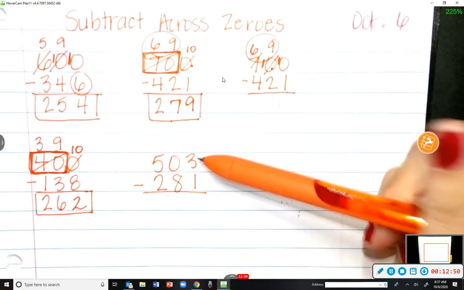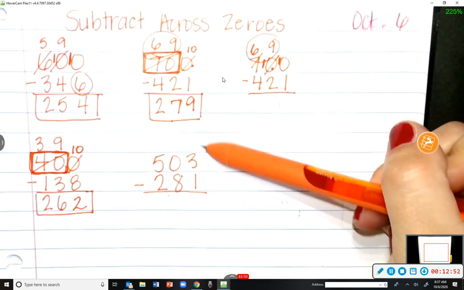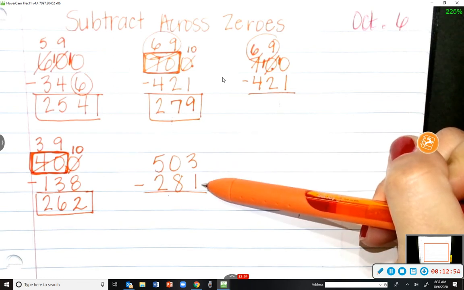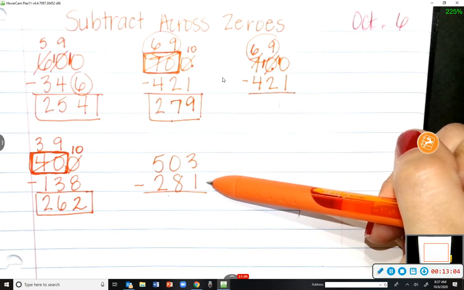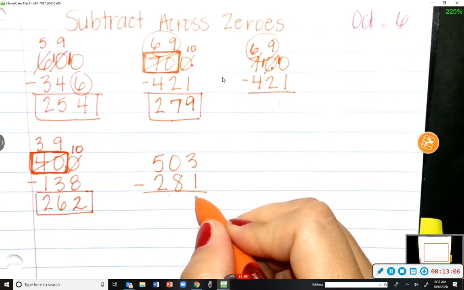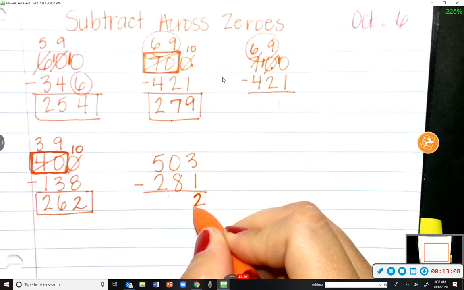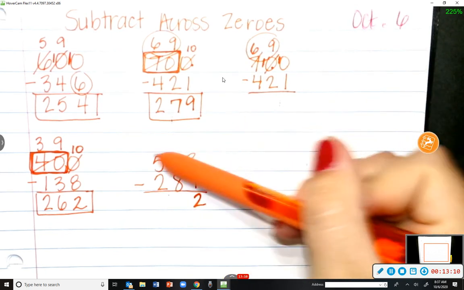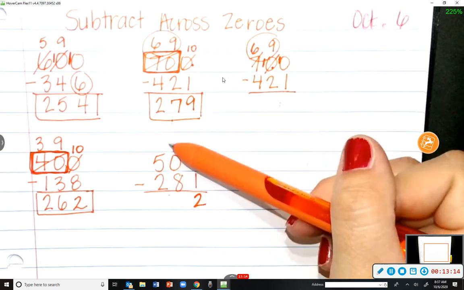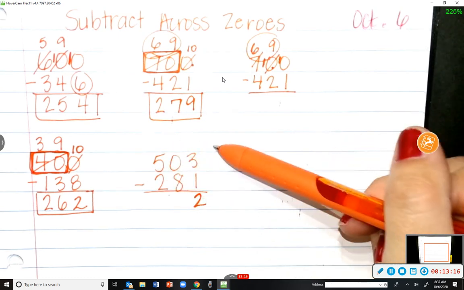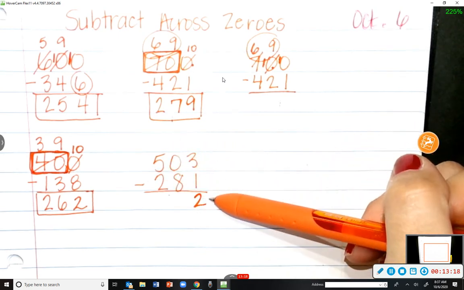Okay, so we're going to start in the ones place. Can I subtract 3 minus 1? Yes. 3 minus 1 is what? 2. Good, Aaliyah. So we don't need to box this 50, so don't automatically think, oh, I see 0, I need to box it, cross it out, make it a 49. Okay, because we didn't need to borrow here.